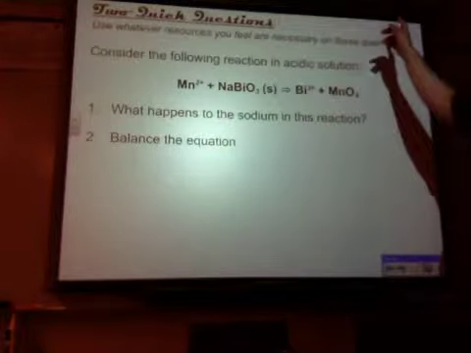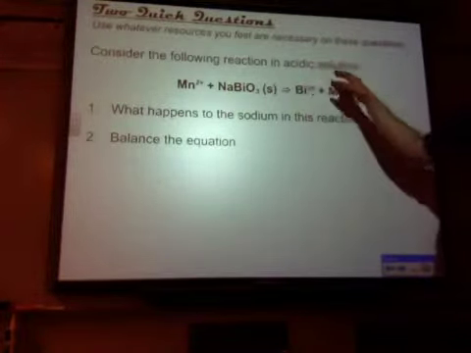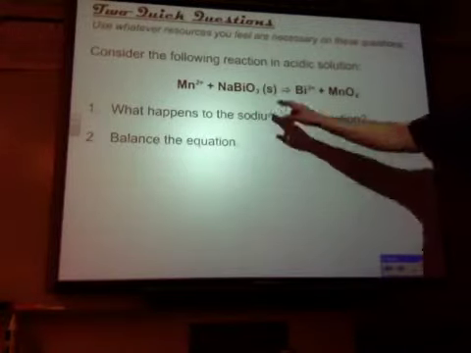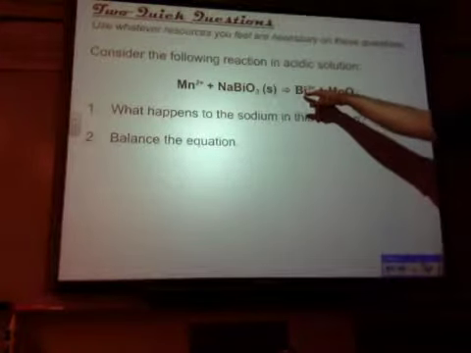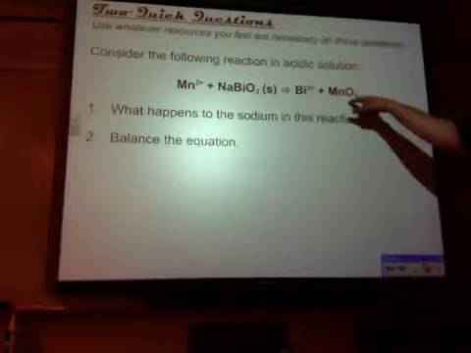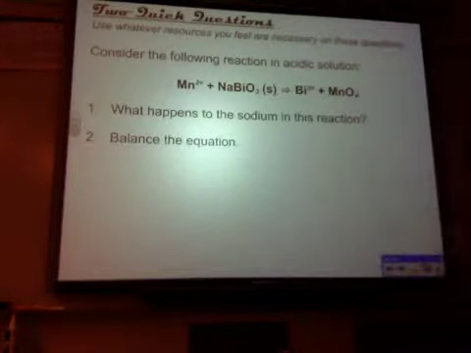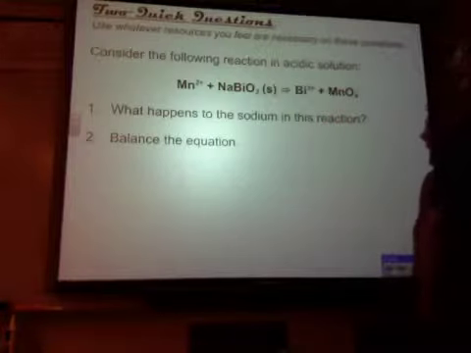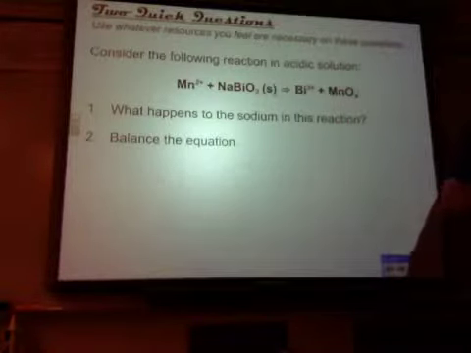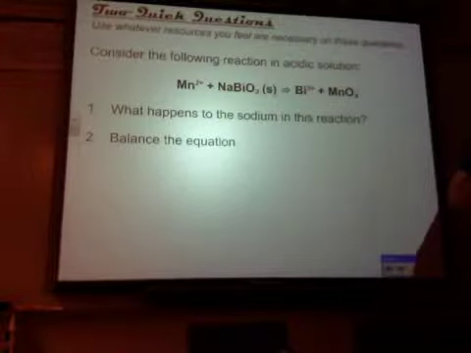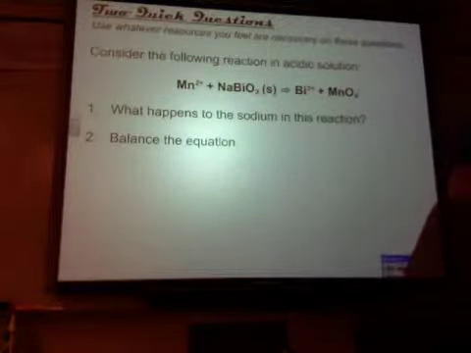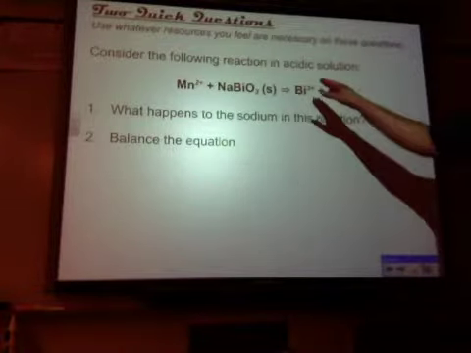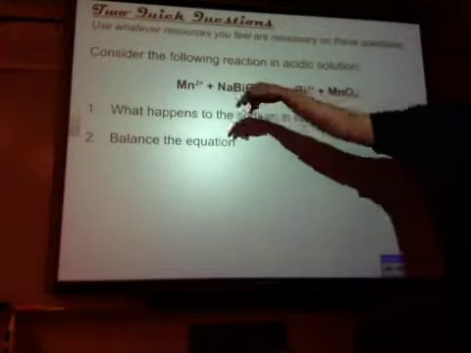All right. So the question: consider the following reaction in acidic solution. Manganese 2 plus, this is called sodium bismuthate, goes to form bismuth 3 plus and, what's that ion? Permanganate. Okay. We'll do the easy one first. What happens to the sodium in this reaction? It doesn't disappear. Does it dissolve? Yeah, it goes into solution. Like sodium in any ionic compound, it goes into solution and stays there. So part of our balanced equation is going to be Na plus in some quantity.